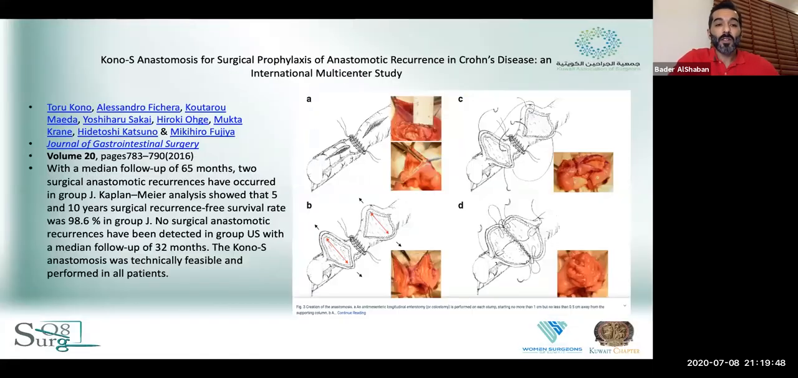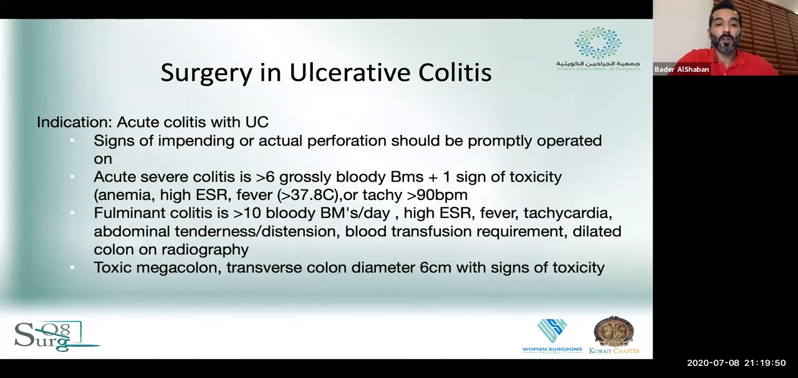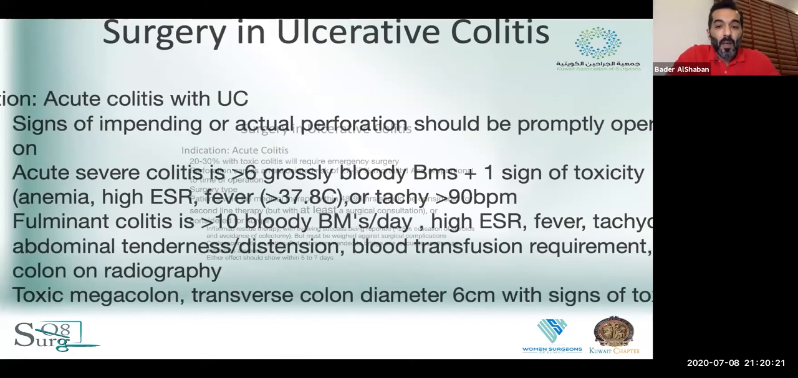In ulcerative colitis, patients that present with acute colitis and a sign of impending or actual perforation should always be promptly operated on. Patients that have acute severe colitis, as we named earlier, presenting with more than 6 grossly bloody bowel movements with one sign of toxicity, or fulminant colitis with more than 10 bloody bowel movements with signs of toxicity, or toxic megacolon, represented by a transverse colon diameter of more than 6 centimeters with signs of toxicity.